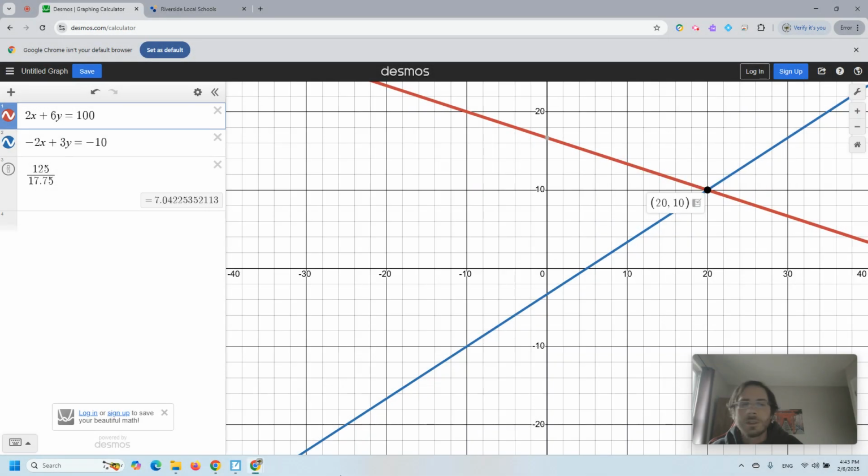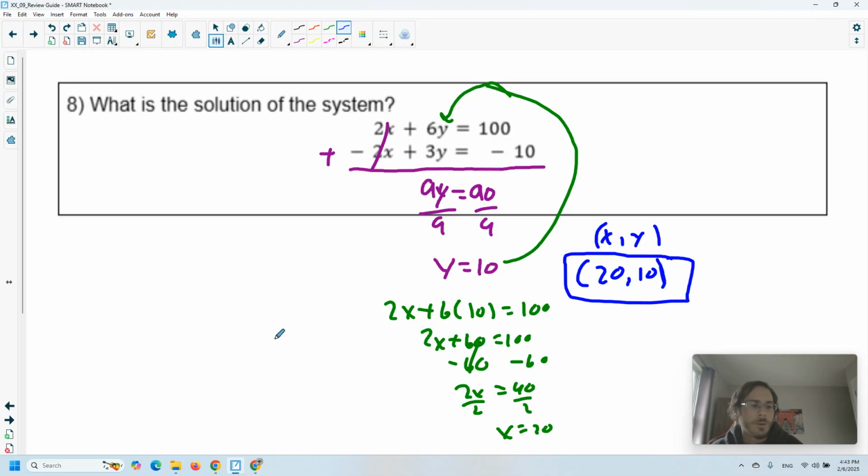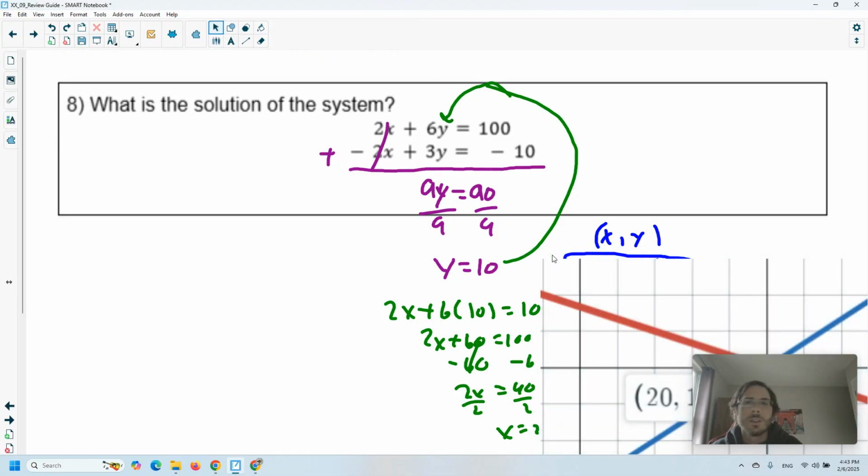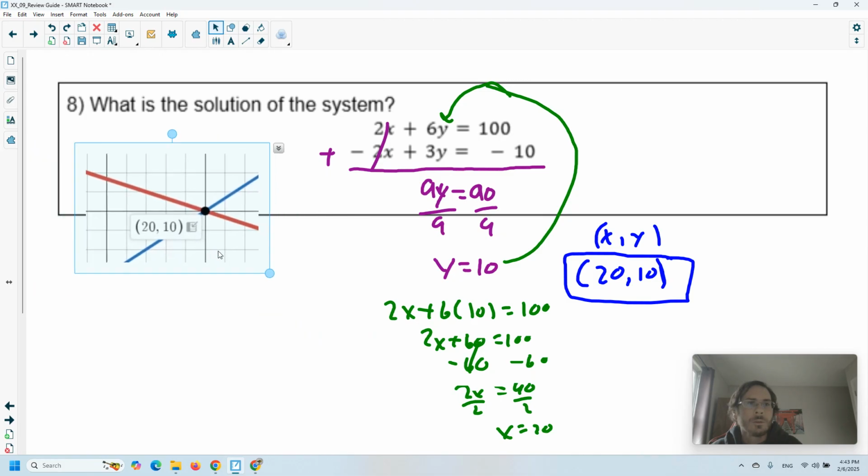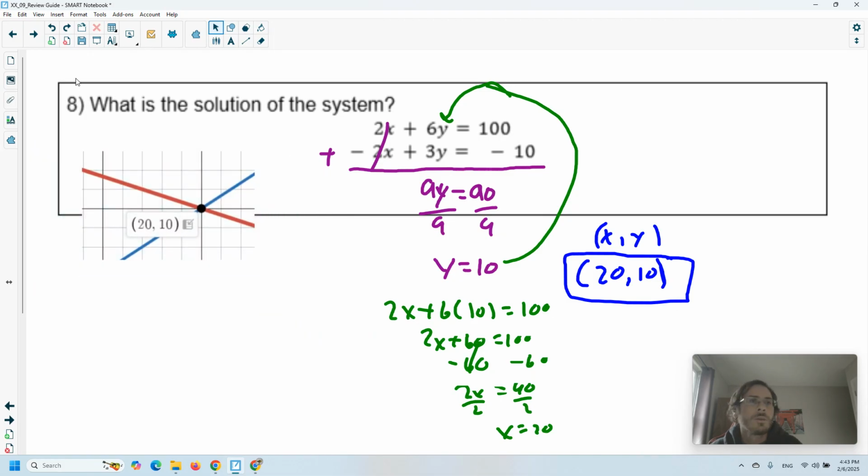Again, if we're just solving, you can use whatever method you want. That's kind of the fun part about this section. You get a lot of freedom as to which of the three methods you like the best. So there we go. We found the solution. Solution's at 20, 10. It's where they cross. So remember, always where they cross.